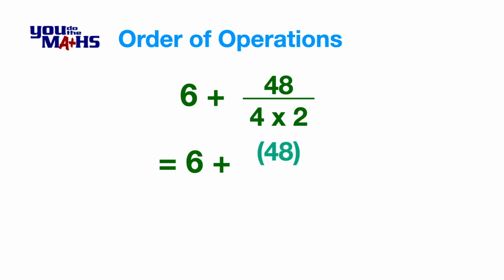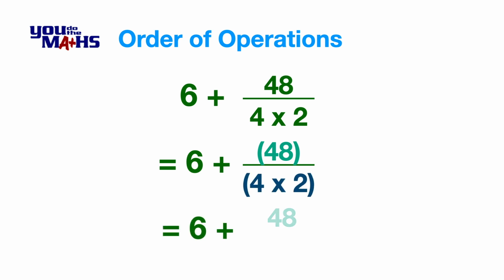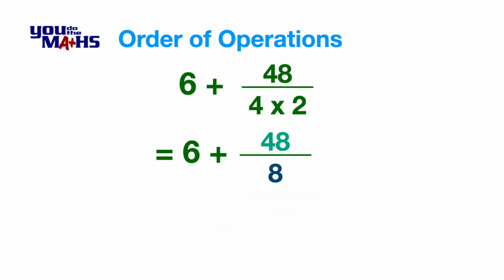So the top line, if it was 48 in a bracket, there's not much you can do with that, it's just 48. But the bottom line is 4 multiplied by 2. So we do solve that first, and we get an 8. Now a fraction line is like divide, so once we've completed the top and bottom lines separately, it now becomes 48 divided by 8. And when we do that, we get 6.